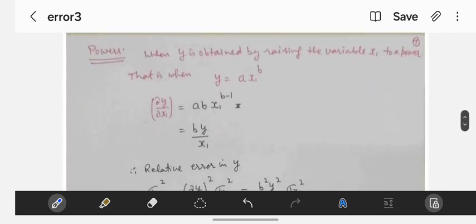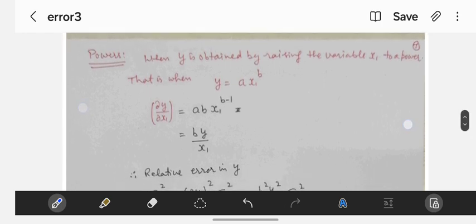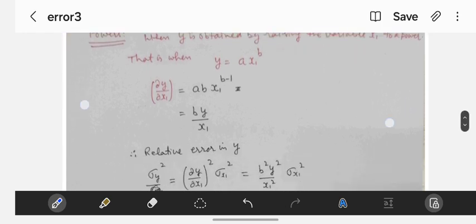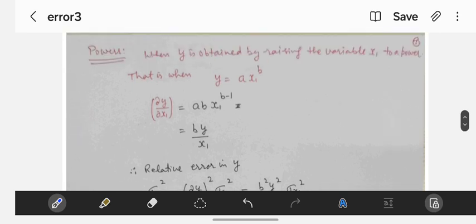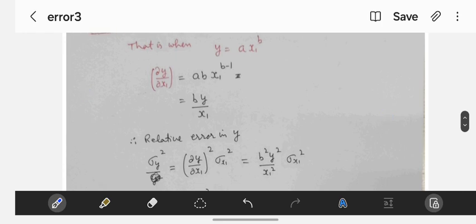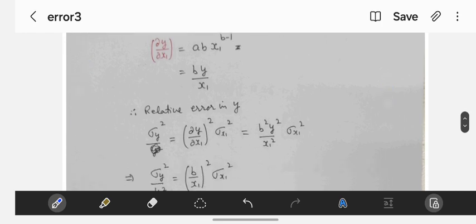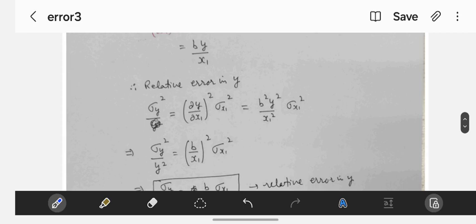In the last lecture I told you that we will discuss powers later, so let's discuss the power now. When y is obtained by raising the variable x1 to a power, that is y equals a x1 raised to power b, then del y by del x1 will give a b x1 to the b minus 1, that is b y over x1. Now the relative error in y from the error propagation formula is this. From here we will get this result.